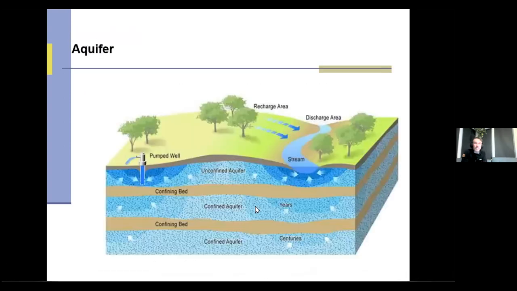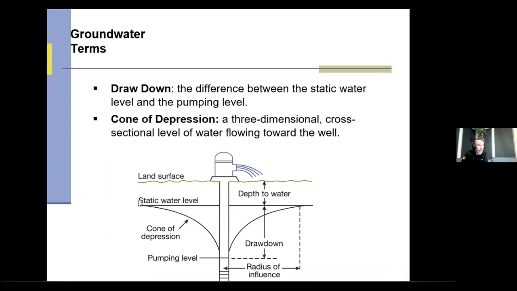And that makes this cone of depression. You can see it looks like a cone, right? There's the top, and there's my drawing. It looks like a cone right here. That's the radius of influence down, so it makes kind of a triangle shape. The width of the triangle is your zone of influence. And there's your drawdown, or your cone of depression.